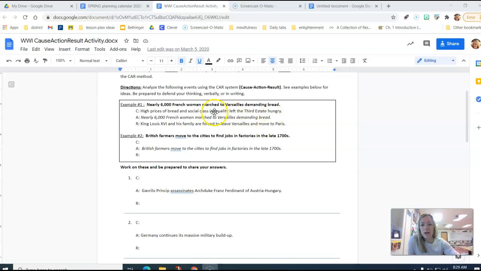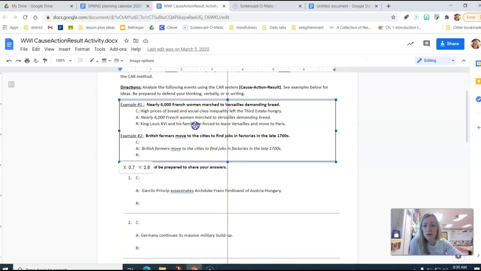Well, we said the high prices of bread and social class inequalities left that third estate hungry, right? So they had had enough. The result of them marching to Versailles is that King Louis and his family are actually forced to leave Versailles and move back to Paris, where they could be surrounded by the suffering and so everybody could keep an eye on them, right? So that one is an example of the cause and the result.